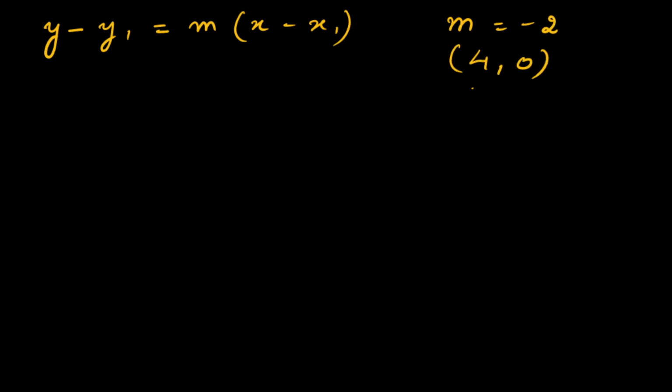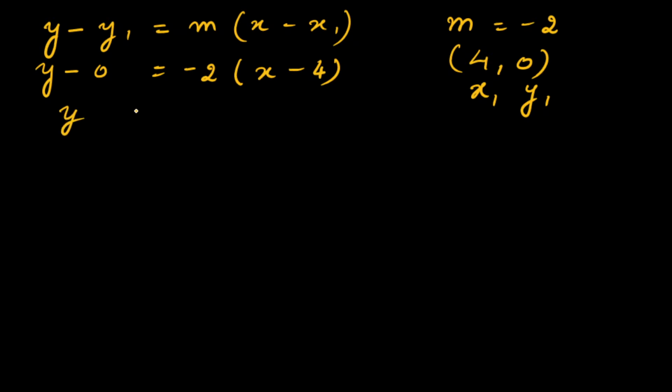So y minus y1 is equal to m into x minus x1. We found the value of slope as minus 2 and also we found the coordinates as 4 comma 0, which we can consider as x1, y1. Now here we can substitute. So y minus 0 is equal to minus 2 into x minus 4. Y minus 0 is y.